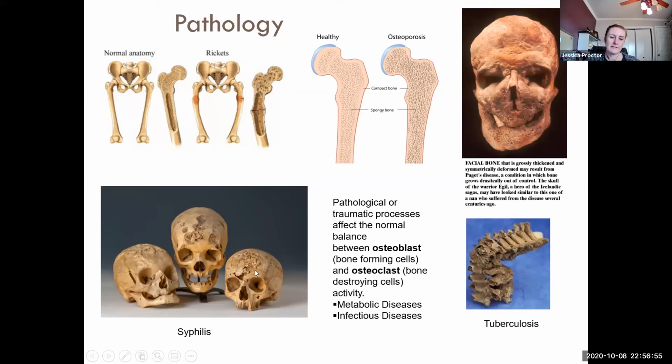Syphilis causes deformations on the cranium, on the skull. There are different types of syphilis. Of course, I'm sure you're all familiar with the sexually transmitted disease syphilis, but right around the time that we adopted agriculture 10,000 years ago, there was a type of syphilis that was spread in a different way, spread more by contact, not necessarily sexual contact.